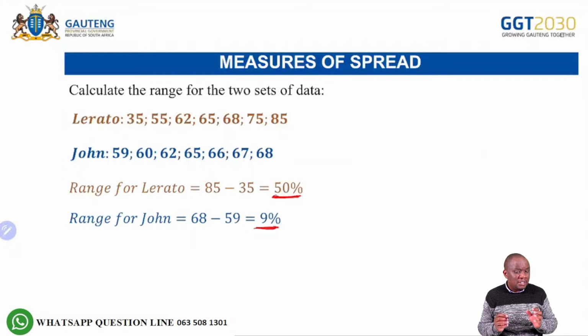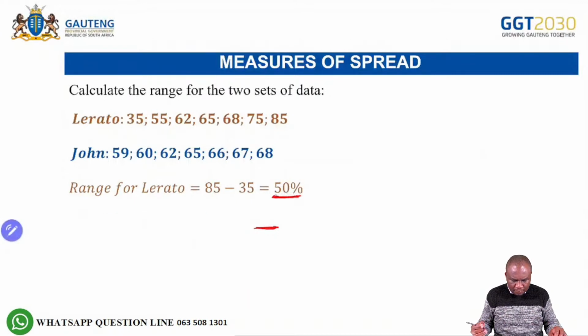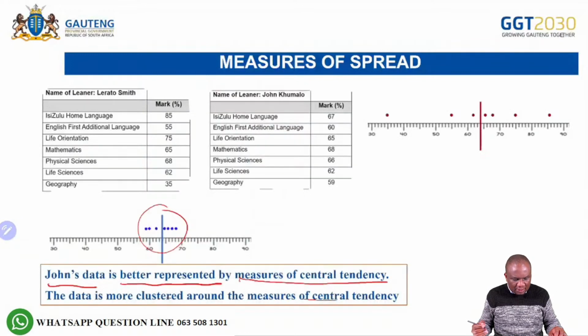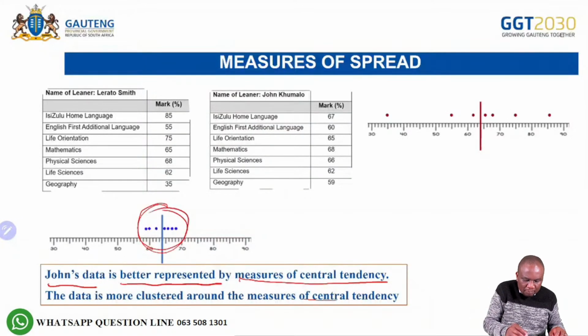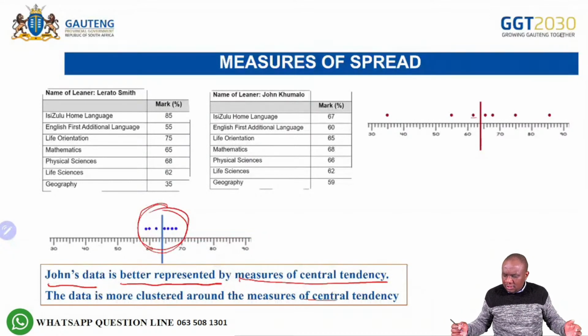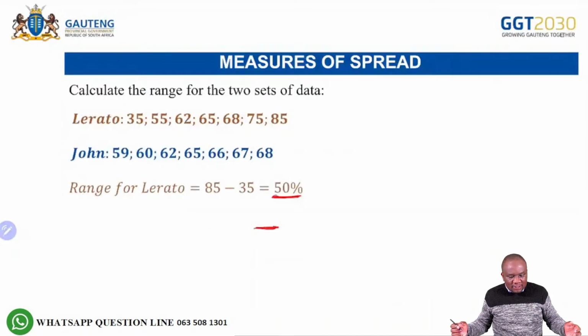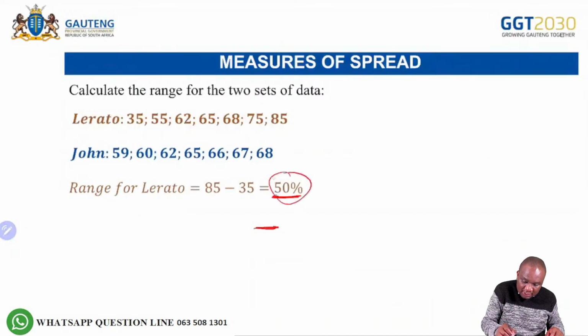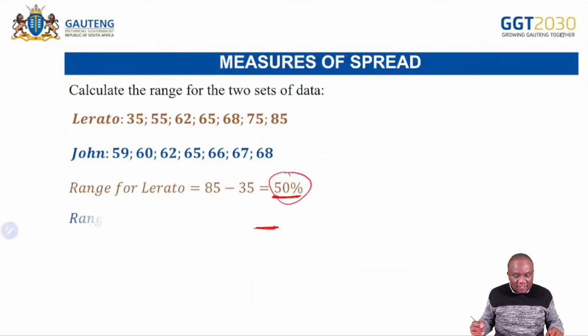Remember the previous diagram that we talked about? Let me just take you back there. Right, you see that? This is John. The marks are clustered around the mean, and Lerato's marks are widely spread out. So now we are saying that the range for Lerato is 50%, far bigger than the range for John.